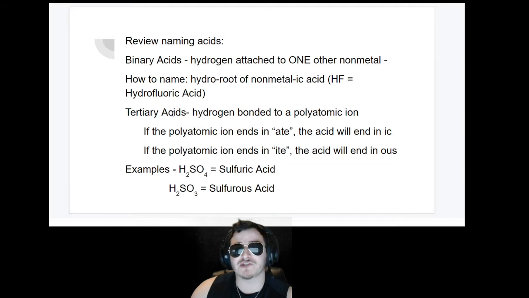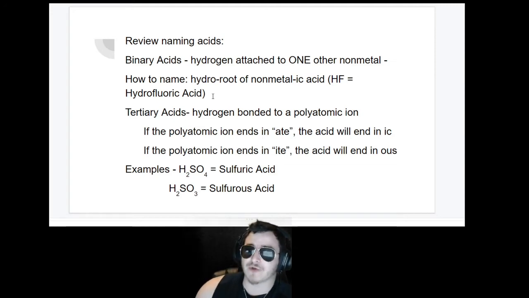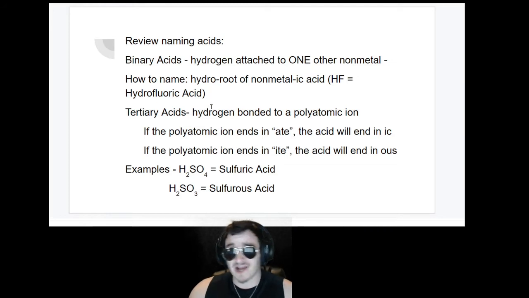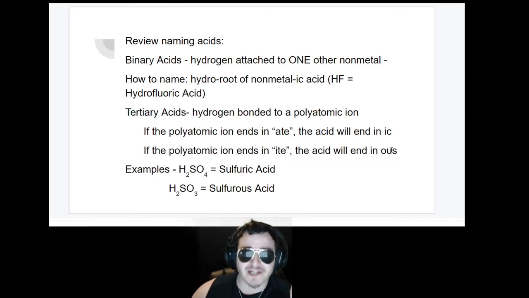The other category is tertiary acids, aka hydrogen attached to a polyatomic ion, or a chemistry gang, as I like to call them. And all you have to know is what the gang ends with. Whatever the suffix of the gang is, that's what's going to determine the suffix of your acid. If the gang that it's attached to, or the polyatomic ion that it's attached to, ends in ate, then the ending of the acid becomes ic. If it ends in ite, then it becomes us. The mnemonic device that I like to use for this is I ate something icky, so I drink Sprite because it is delicious.